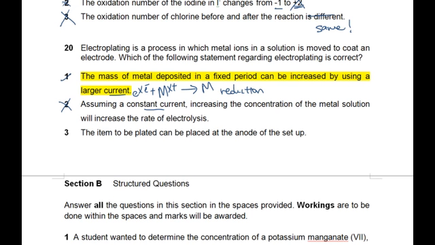The item can be placed at the anode of the setup. So the anode is where oxidation will take place. Item to be plated. So if you want something to be plated, Mx plus will become M, right? And you need to add in some electrons. And I hope that you know that this reaction is a reduction. So this is a reduction, but oxidation takes place at the anode. So this is a false statement. So that concludes the section on MCQ.